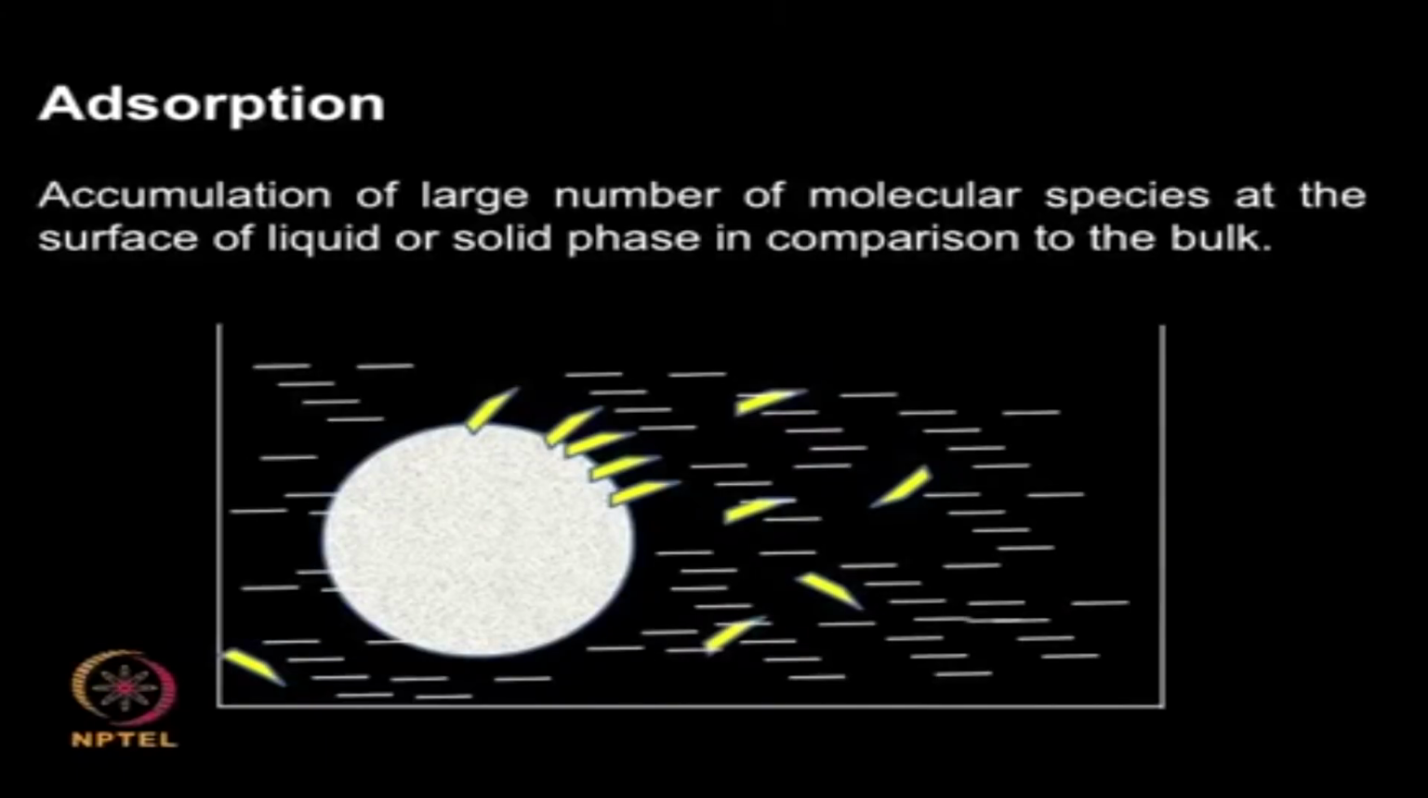Today we are going to start a new topic that is called adsorption. Adsorption is used in the early stages of downstream processing. Adsorption can be used for recovery of desired products, or sometimes it can also be used to remove some unwanted products. Adsorption is a surface phenomenon.